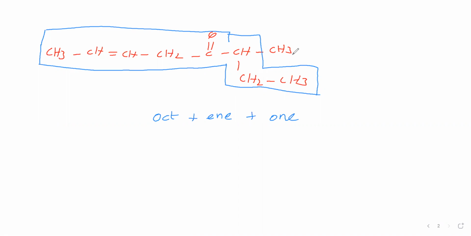Then we will give the prefix. The prefix here is methyl. Then we will give the numbering. How to give the numbering? The main functional group, ketone, should get the least position. The carbon-carbon double bond is also a functional group, and that also should get the least position. That means the functional group should get the least position.